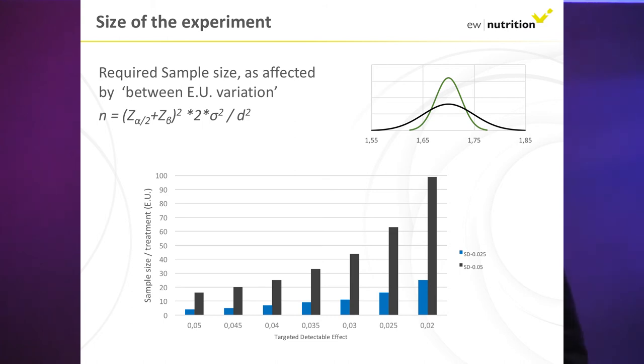So if you are in a research facility and you're able to reduce standard deviation from the wide black curve to the smaller one, you can do 4 times more treatments in a single study. Or you can answer 4 times the number of research questions in a single study. You have four times more capacity to do research, let's put it in that way.